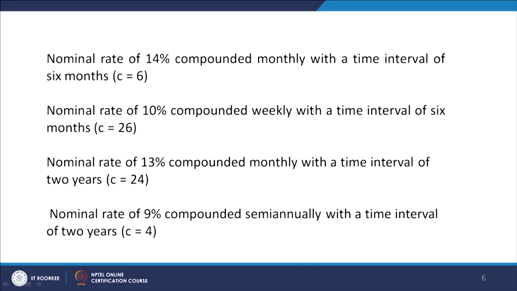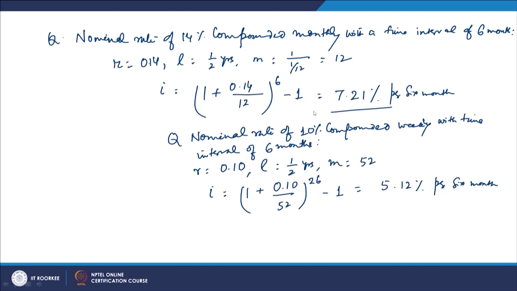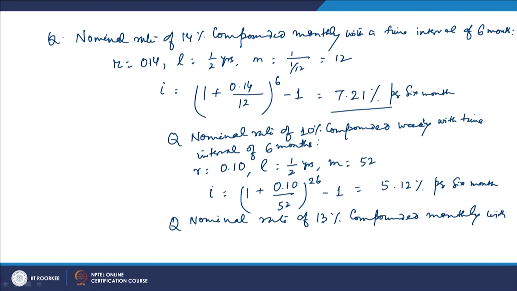Now, next we may have a problem of nominal rate of 13% compounded monthly with a time interval of 2 years. Now, again we can see another type of example where the rate is 13% compounded monthly and you have the time interval of 2 years. So, nominal rate of 13% compounded monthly with time interval of 2 years.